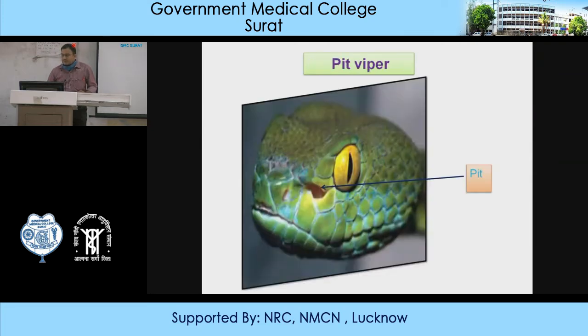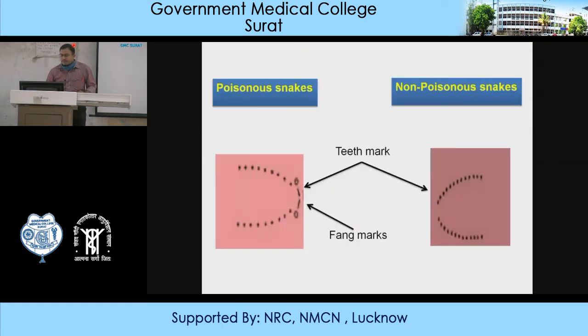Now this one is the pit viper. Pit means there is an opening between the eye and nostril. Mostly it is a heat sensor for the snake. This is known as a pit viper. It belongs to the Crotalinae family. Now, the difference between poisonous snakes and non-poisonous snakes. Poisonous snake teeth mark.